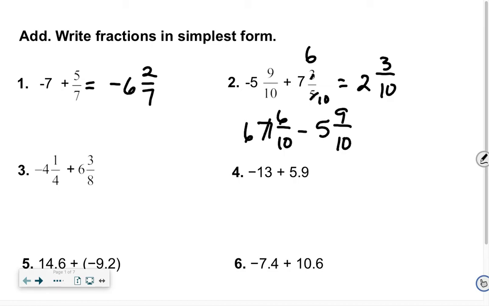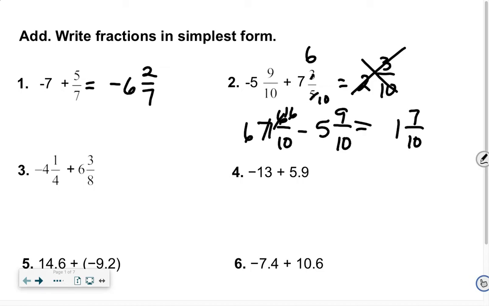This becomes 6 and this becomes 16. Am I correct? What's 16 minus 9? 7. And 6 minus 5? Should that be 1 7/10? Better be 1 7/10 because this is incorrect. Okay? Good try.